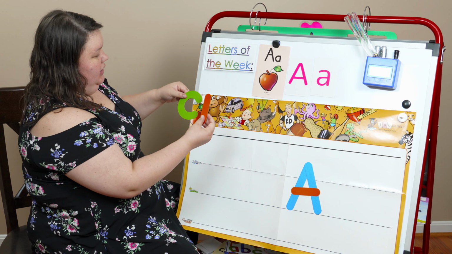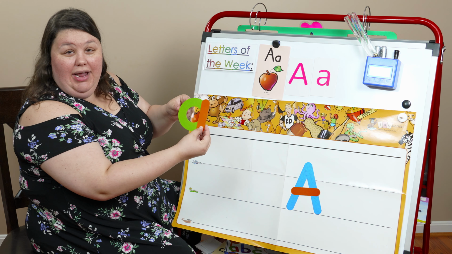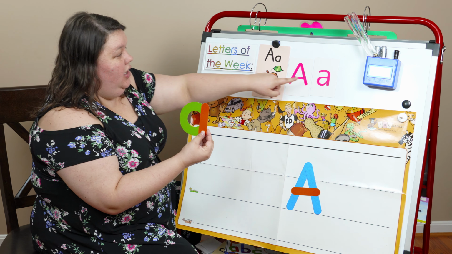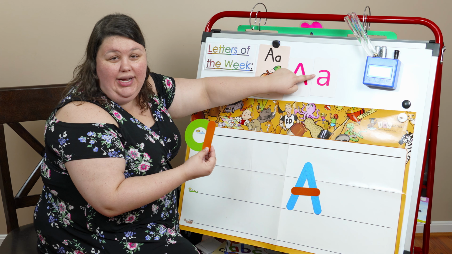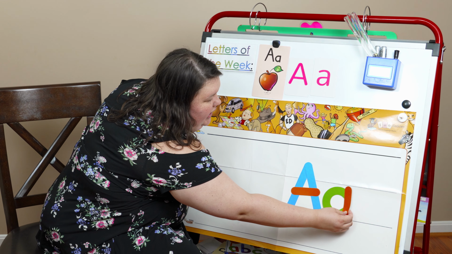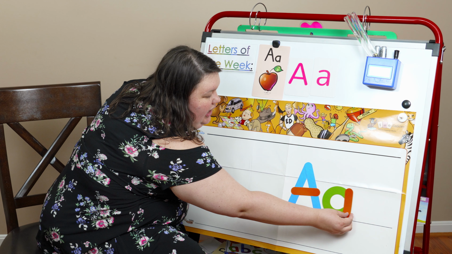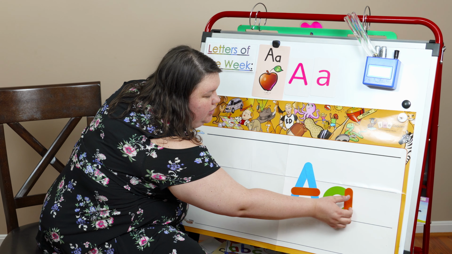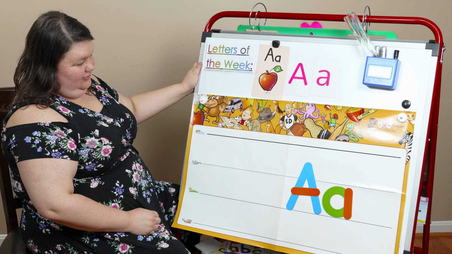Now I need a C and a short line to make our lowercase a. It looks a little fancy over here. This is the fancy way to write your lowercase a, and this is the manuscript way of writing your lowercase a. You take a lowercase c and add a short line on the right hand side.